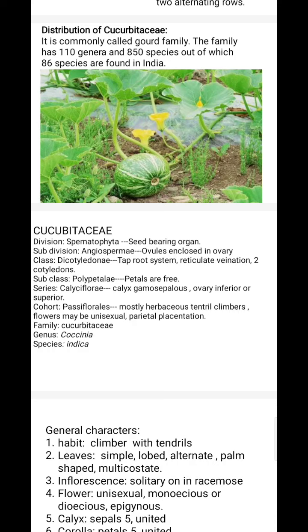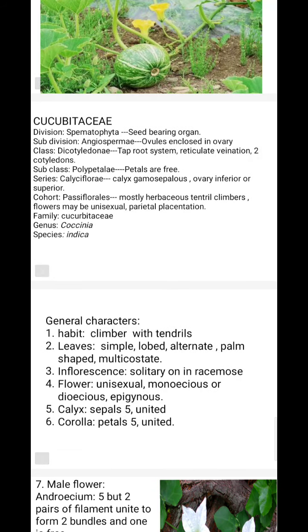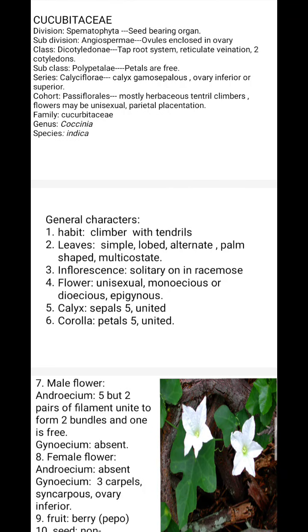Then parietal placentation, that means the ovules are attached to the ovary wall. The family is Cucurbitaceae, genus is Coccinia, species is indica. So next are the general characters of these Cucurbitaceae. The habit of this is the climber with tendrils.